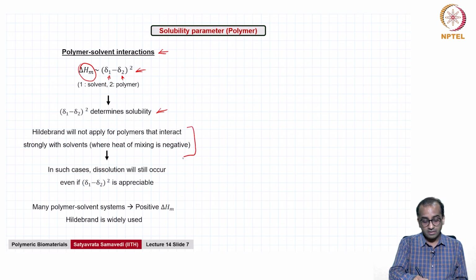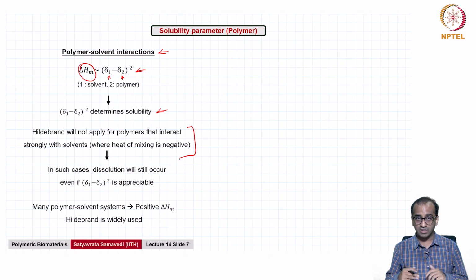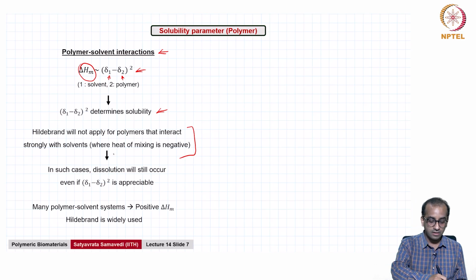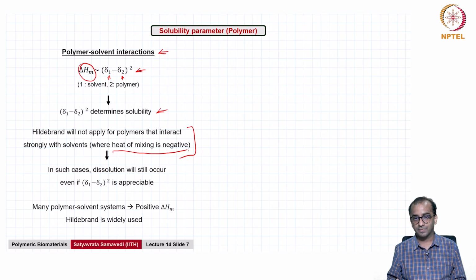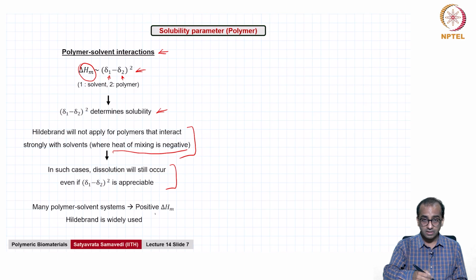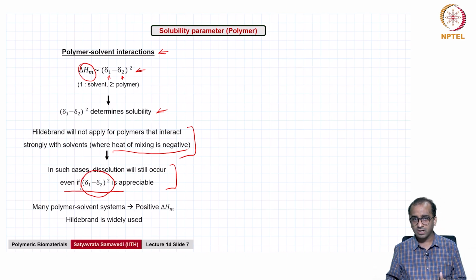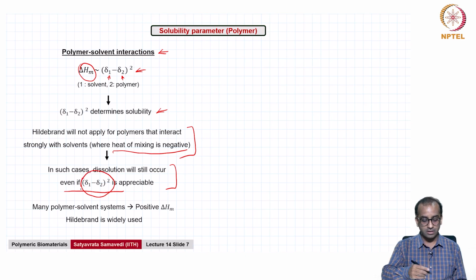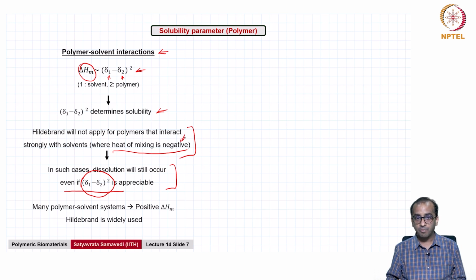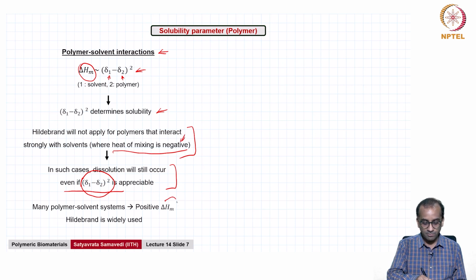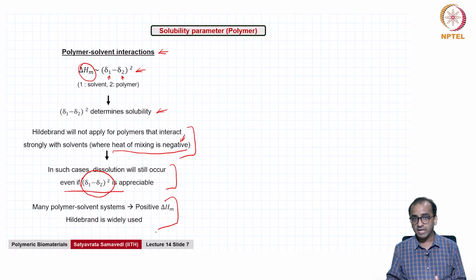So, Hildebrand will not really apply for polymers that interact strongly with solvents, where the heat of mixing will be negative. The theory will not hold there. So, in such cases, dissolution is still going to occur even if this term is appreciable. And that's because of thermodynamic considerations, because heat of mixing is anyway negative. But those are more rare. For many polymer solvent systems, you will end up actually getting a positive heat of mixing. So, Hildebrand is actually widely used.